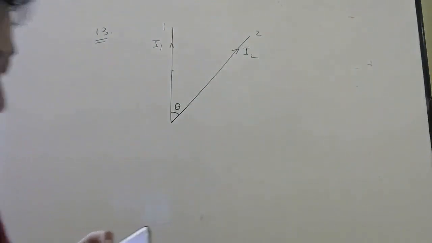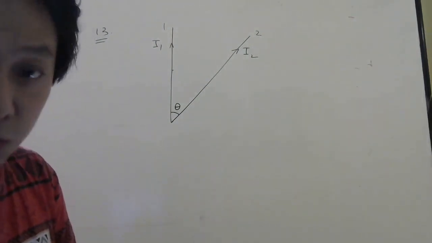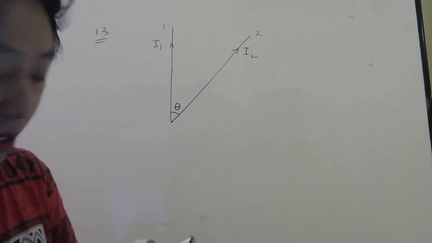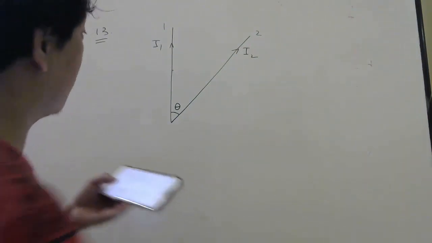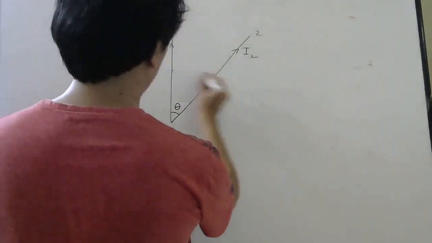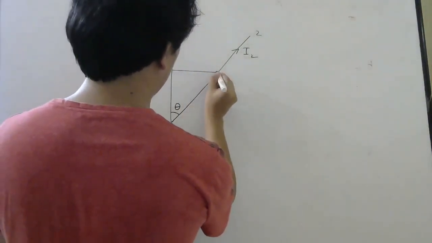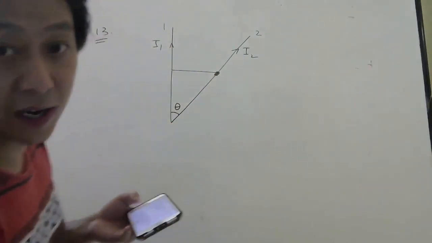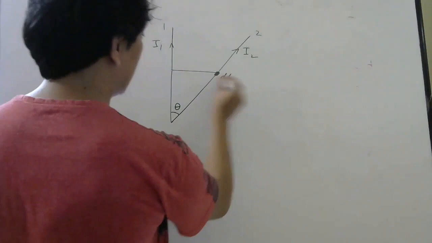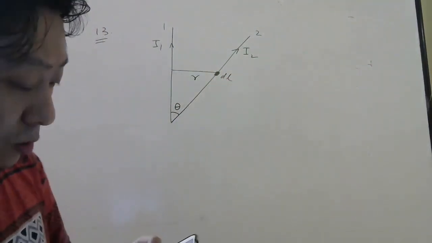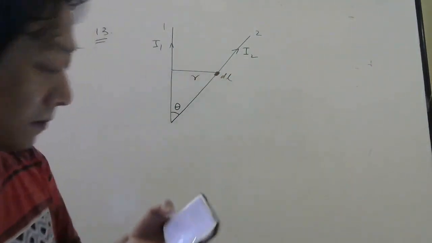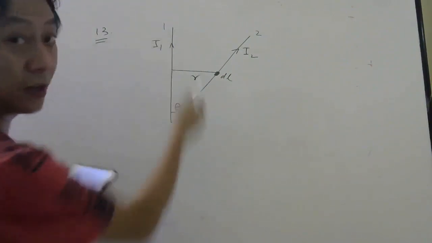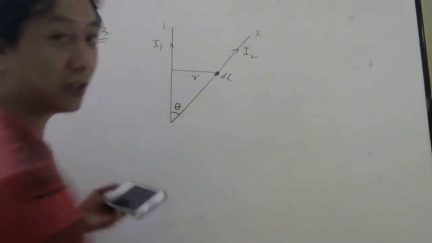Okay, so what they are asking: what is the force on a small element dl of wire 2 at a distance r from the wire? So there is a small element somewhere here. Let me darken that part. Small element dl, which is at a distance r. So what is the force on this, they are asking, due to the magnetic field of this wire? The magnetic field of this wire will exert force on different parts of this wire, right?